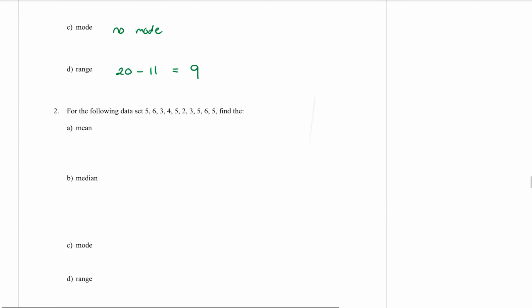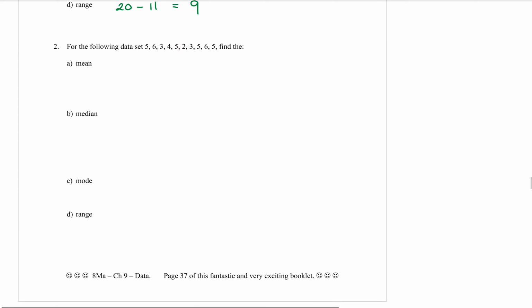So let's practice that again. Question 2, we want to do exactly the same stuff: mean, median, mode, and range. First of all, the mean is the average. We want to add up all the scores. Get your calculator. What happens when you add them up? 44.